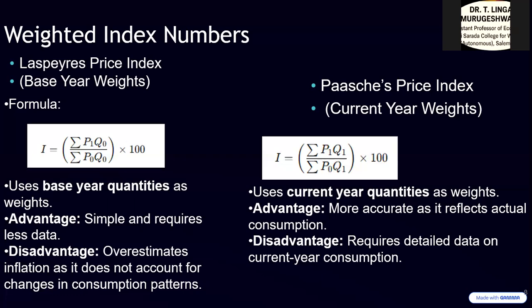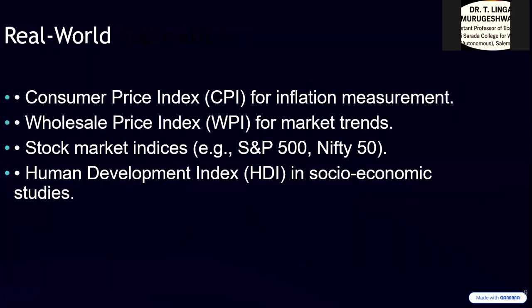Advantages, simple and requires less data. Disadvantages, overestimates inflation as it does not account for changes in consumption patterns. Paasche price index. Paasche price index is based on current year weights. So the formula for calculating the price index is summation of P1 Q1 divided by summation of P naught Q1 into 100. So it uses current year quantities as weights. Advantages, more accurate as it reflects actual consumption. Disadvantages, it requires detailed data on current year consumption.